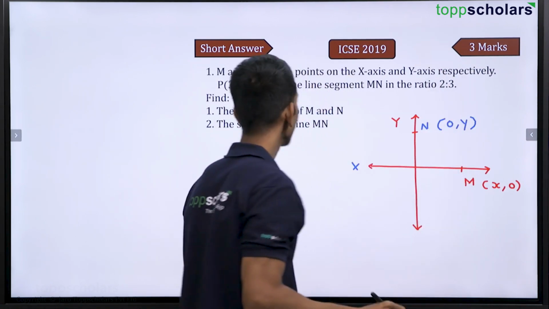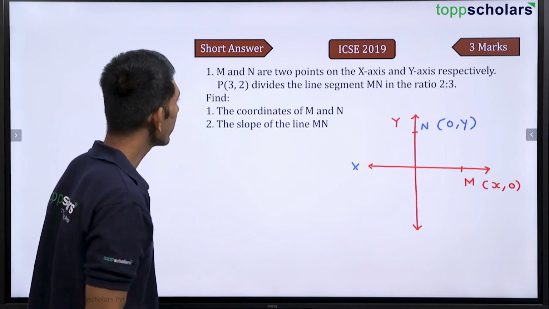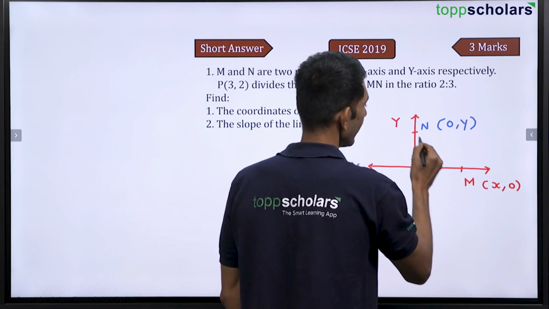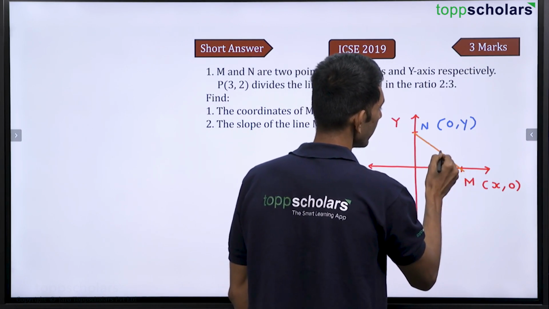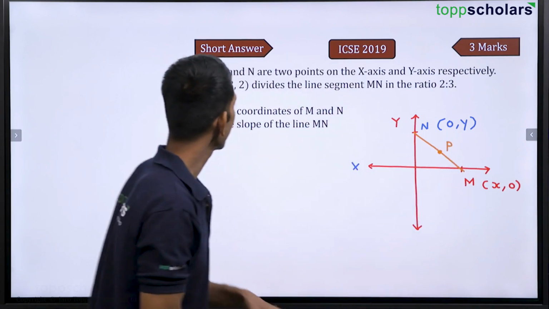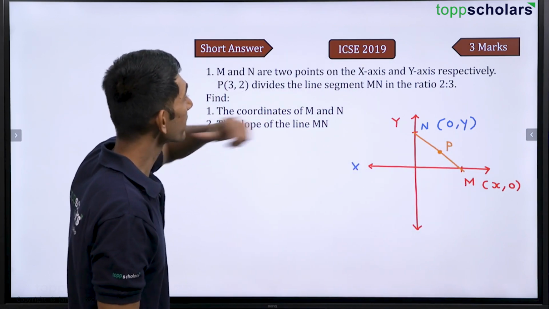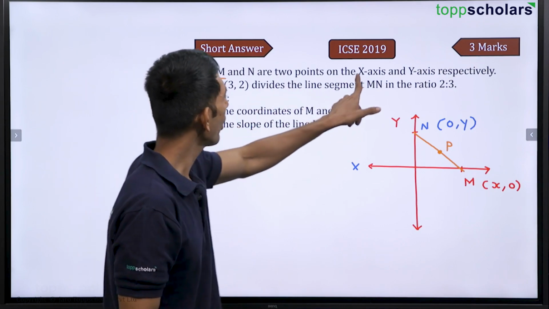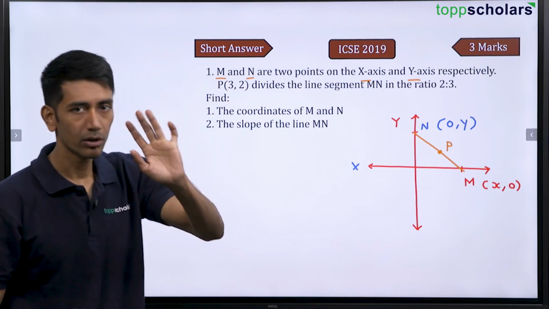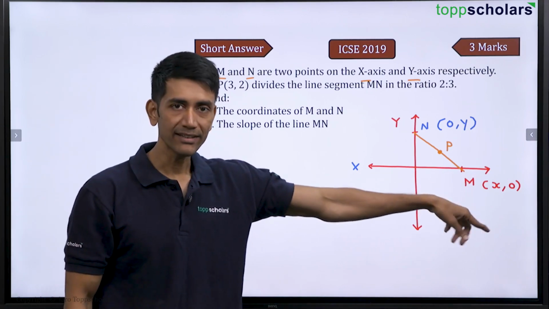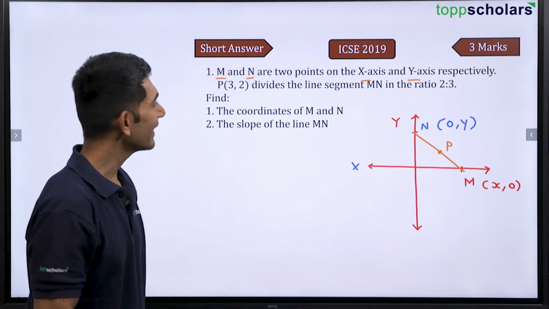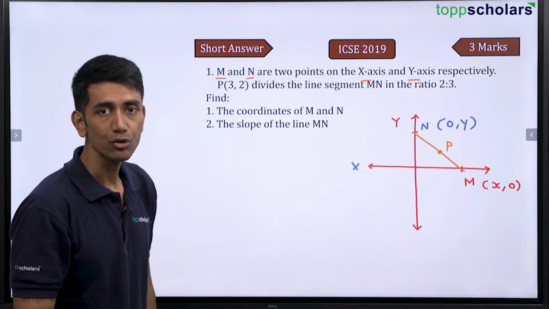Okay. Now what are they saying? They're saying that there is a point which divides the line segment MN in the ratio 2:3. Now understand, there is a line like this and there is a point here. That point is P. Firstly, you understand that M and N are two points respectively, M on the x-axis and N on the y-axis. If you interchange, you will go wrong. So M is on the x-axis, that is x comma 0. N is on the y-axis, that is 0 comma y. And there is a point P that is dividing the line segment internally in the ratio 2:3.